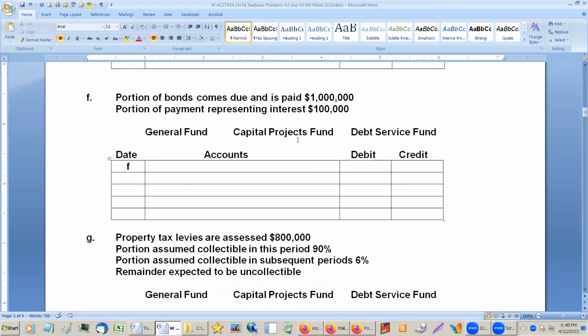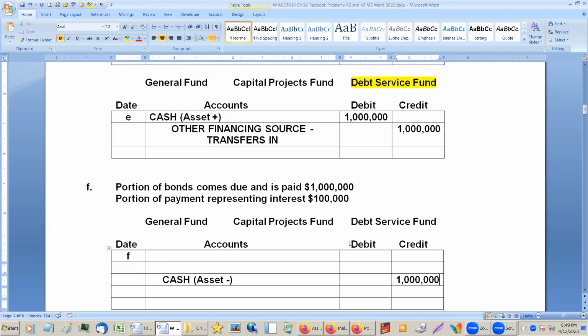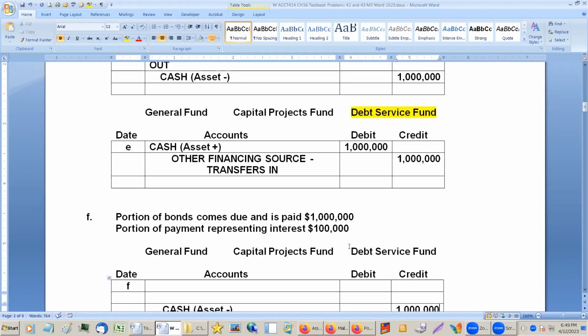Okay. Bonds portion comes due and is paid, $1 million. Portion of the payment representing interest is 100,000. Okay, so I will put the easy one up. So they're paying cash out of $1 million. And of that $1 million, interest is 100,000.